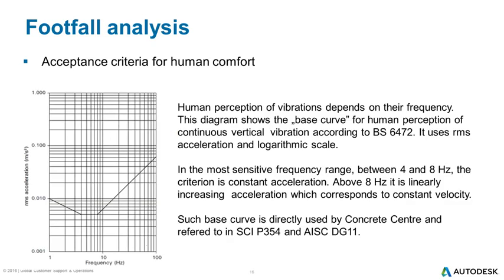Another topic related to footfall analysis is the acceptance criteria for human comfort. Human perception of vibrations depends on their frequency. This diagram shows the base curve for human perception of continuous vertical vibration according to BS 6472 code, based on RMS acceleration and a logarithmic scale. In the most sensitive frequency range between 4 and 8 Hz, the criterion is constant acceleration. Above 8 Hz, it is linearly increasing acceleration, which corresponds to constant velocity.